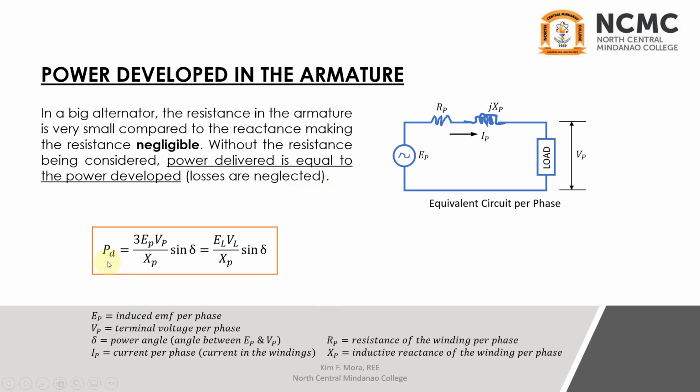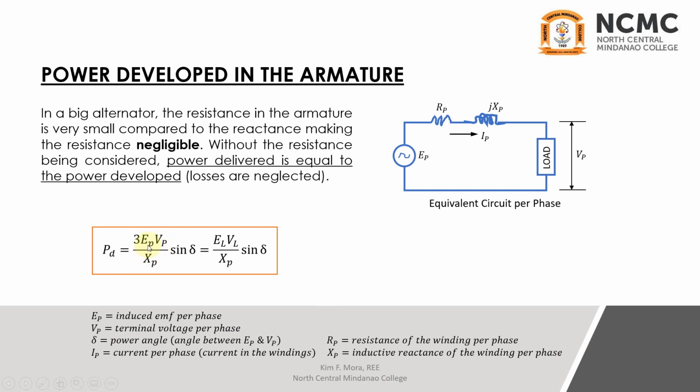So the power developed or the power delivered is equal to, so this is for the per phase, and this one is for when the line voltages are given. So per phase we have 3 times E_P V_P over X_P.